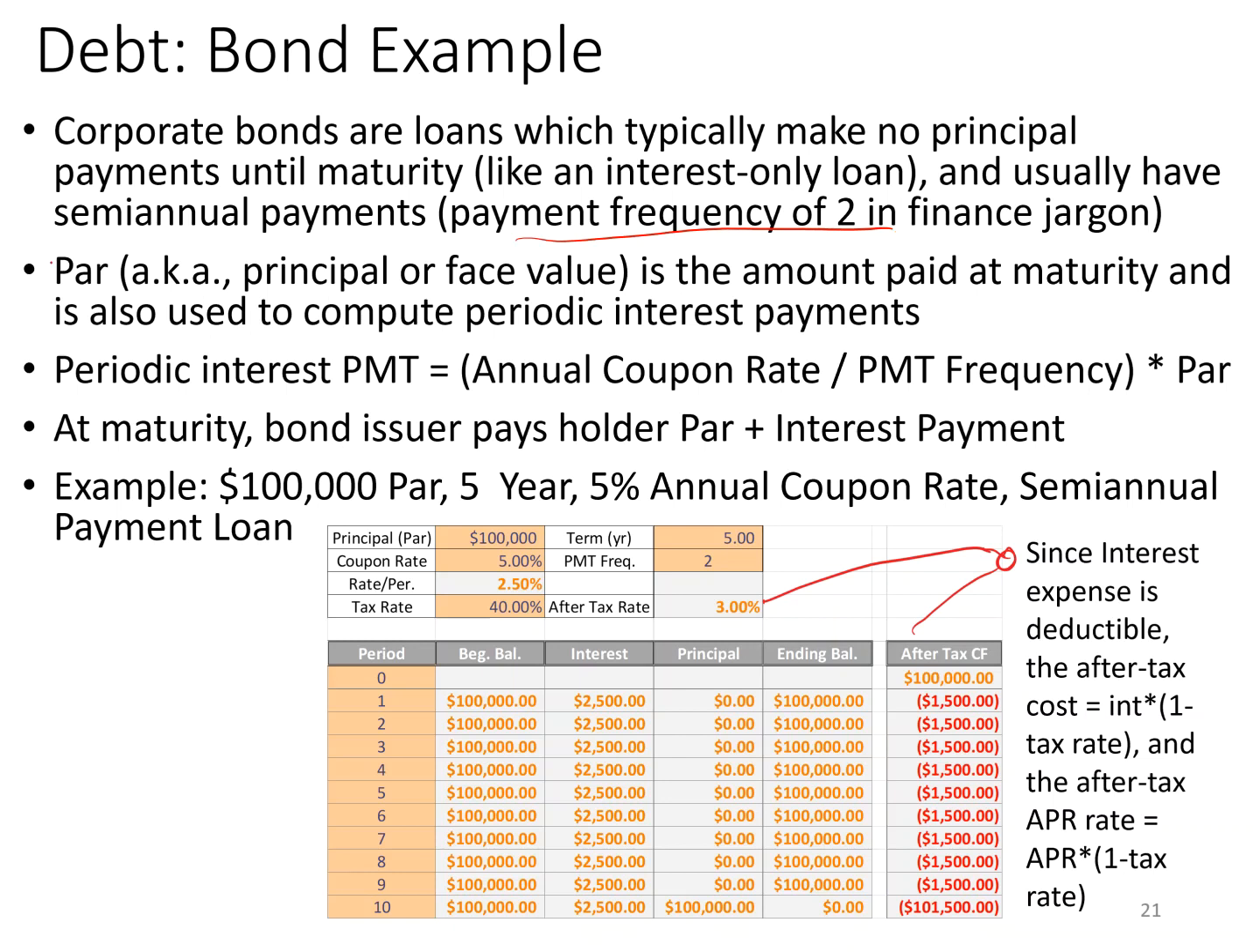There's also some other jargon. The par, also called the principal or face value, is the amount paid at maturity and is also used to compute the periodic interest payments. Now the periodic interest payment is going to be that par, aka principal or face value, divided by the frequency, in this case 2, times the coupon rate. At maturity, the corporation will pay the par amount and the last interest payment. So here's an example of a $100,000 par, 5-year, 5% annual coupon rate, semi-annual payment loan.